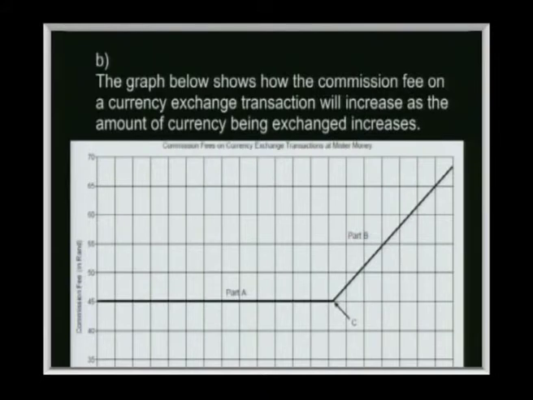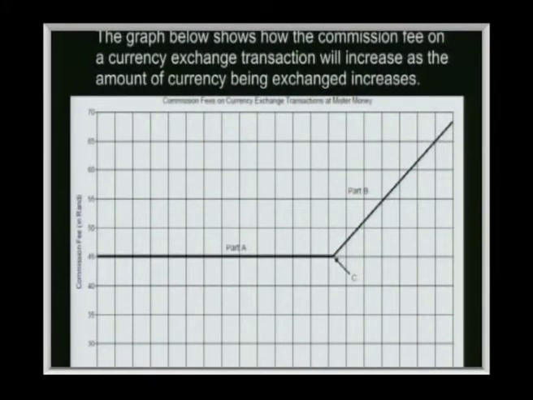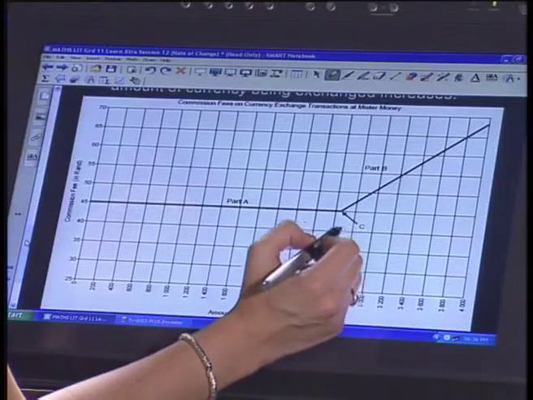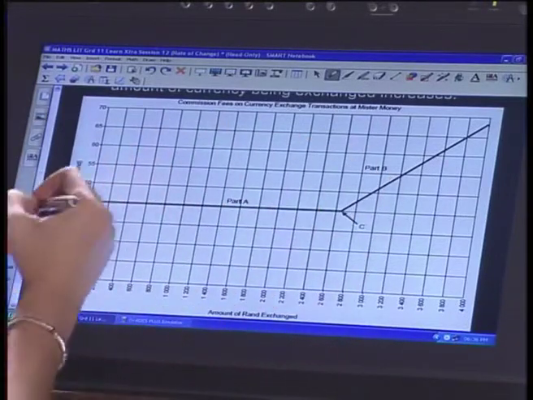The graph below, as you can see here, shows how the commission fee on a currency exchange transaction will increase as the amount of currency being exchanged increases. So let's have a look at our heading, commission fees on currency exchange transactions at Mr. Money. And over here on our vertical axis, we've got our commission fee in Rand. And on our horizontal axis at the bottom, we've got the amount of Rand being exchanged. And let's have a look carefully at this graph. It starts off by being flat, and then at point C, it suddenly starts increasing.